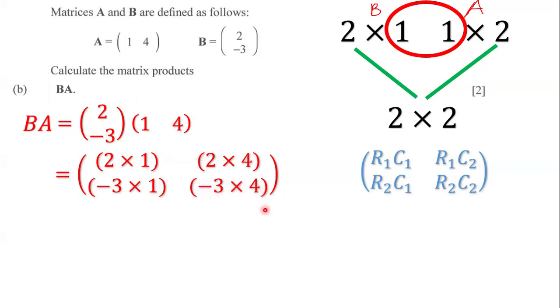Next, we multiply. We have 2 times 1, which is 2. 2 times 4, which is 8. Negative 3 times 1 is negative 3. Negative 3 times 4 is negative 12. And so that means that B times A is equal to the matrix that has the following entries: 2, 8, negative 3, and negative 12. And this is a 2 by 2 matrix. And this is the answer to this question.